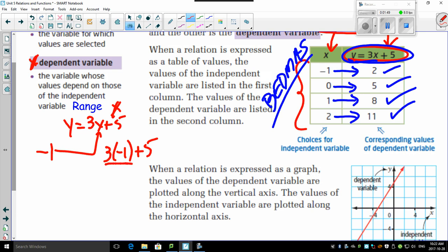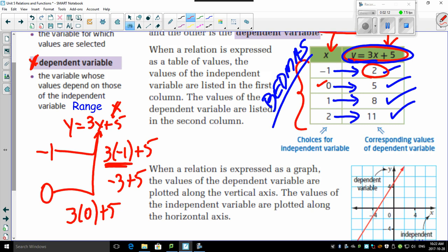BEDMAS tells us we're going to do the multiplication first. That gives you 3 times -1, which is -3. Plus 5, that gives you 2. There's your output of your machine. Watch again, we'll do it for the 0 here. y equals 3x plus 5. There's your x value going in there. So 3 times 0 plus 5. That's easy, 3 times 0 is 0. Plus 5 will give you 5. You see the value right here.